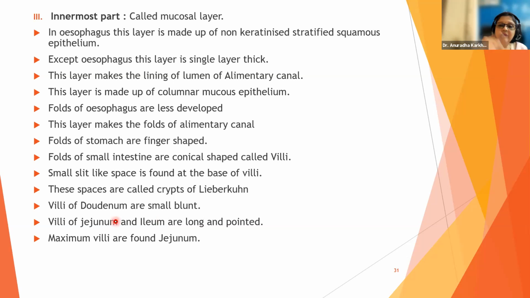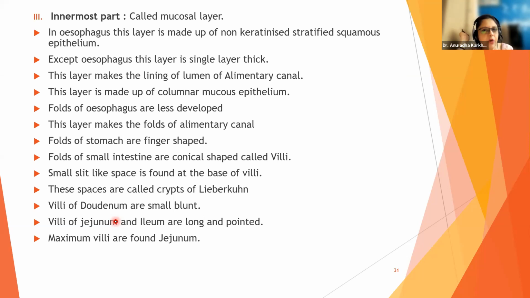Now, these things are not there in your books, my dears, and this makes up your out of syllabus questions. It should be very clear in our mind that villi are always present in the mucosal membrane. In the esophagus, the villi are not very well developed. In the stomach, they are finger-like. In the small intestine, duodenum, ileum, and jejunum, they are conical in shape. In duodenum, they are blunt, while jejunum and ileum are pointed. And maximum villi are found in jejunum.